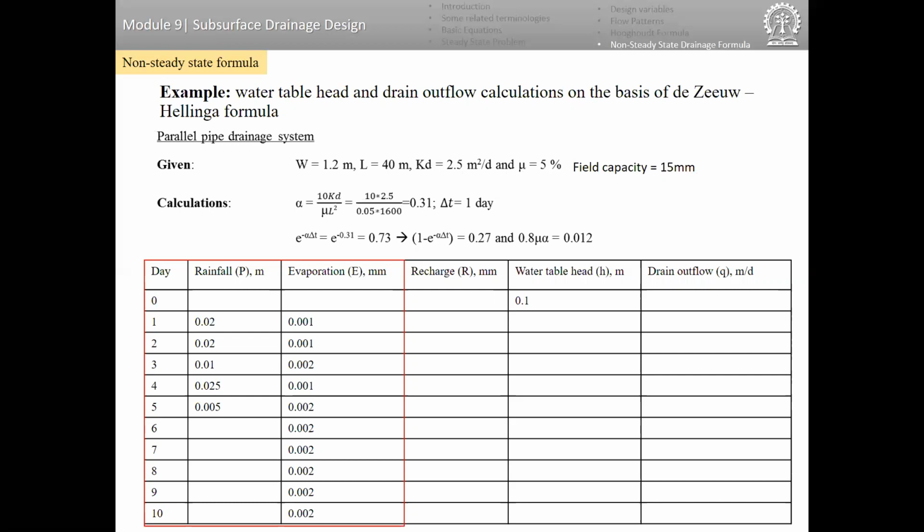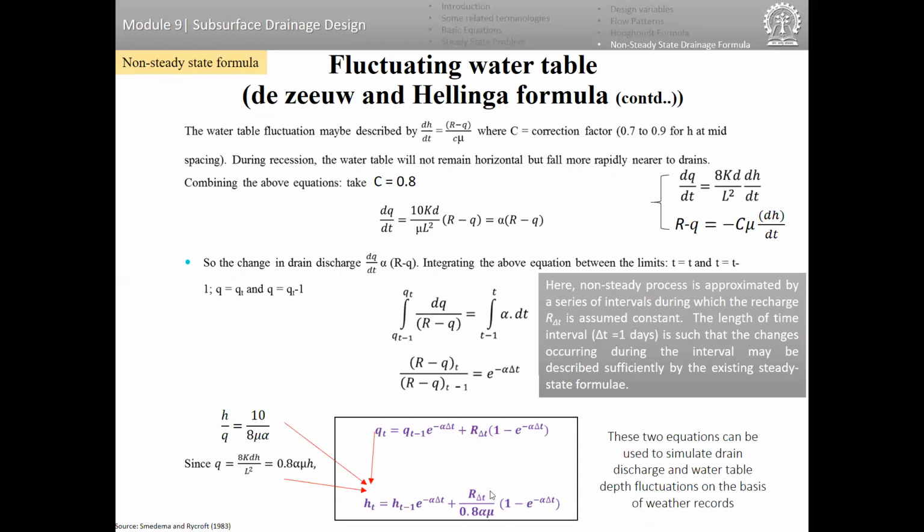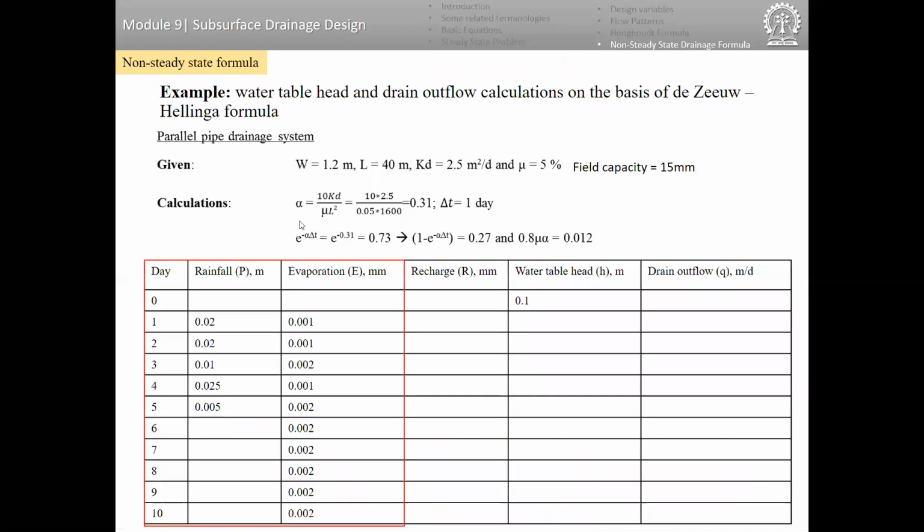Now first calculate the value of alpha, because we will be calculating Qt and Ht using these expressions. So let's calculate the different components. Let's calculate this term alpha by substituting values. Alpha is equal to 10 KD upon mu L square. So K into D is given as 2.5, mu is given as 0.05, and L is given as 40. So L square is equal to 1600. So alpha is 0.31.